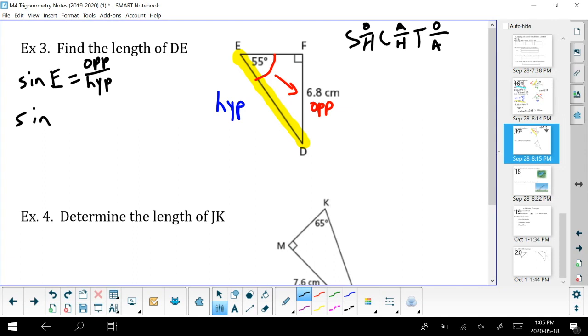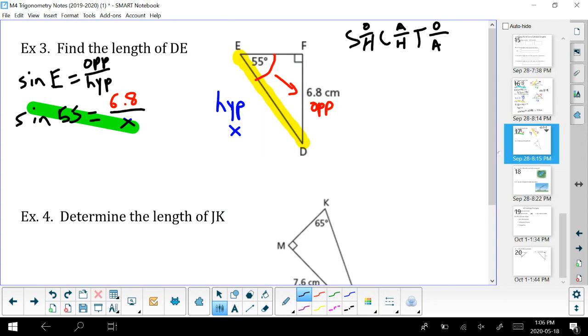So let's fill in our known variables. We have sine of 55, because we know that angle E is 55 degrees, is equal to the opposite side, which is 6.8, divided by our hypotenuse. And because we don't know our hypotenuse, let's give it the variable x. Now what we're going to do is cross multiply, or really just multiply both sides by x.